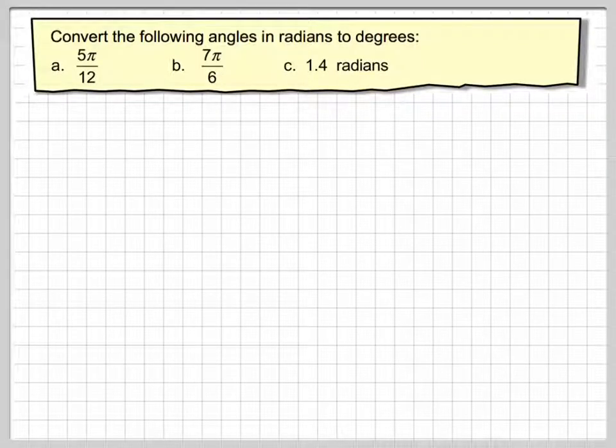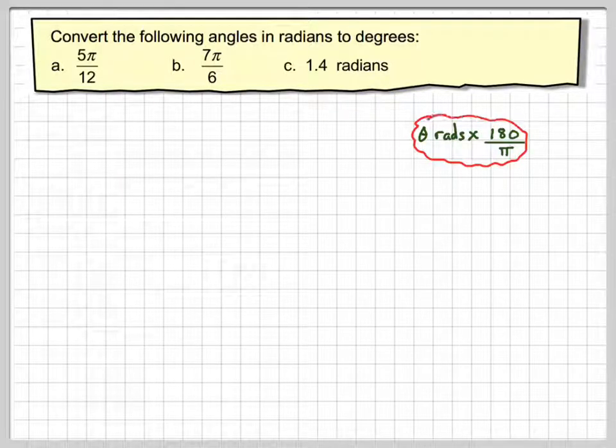Right, in this video we're going to convert angles measured in radians to degrees. So we're going to convert 5π/12, 7π/6 and 1.4 radians. So these are all measured in radians. So the conversion factor is to take the angle, theta radians, and then multiply it by 180 over π.